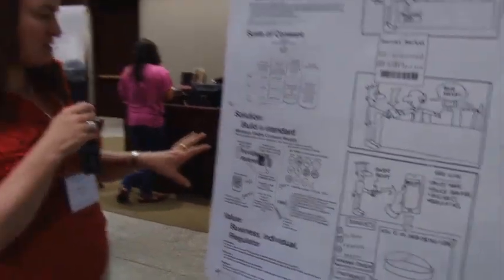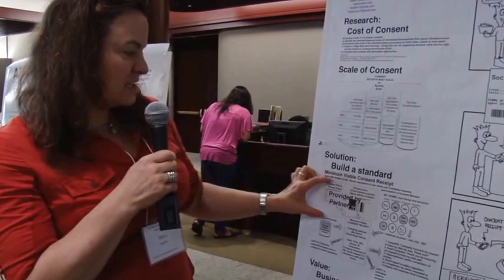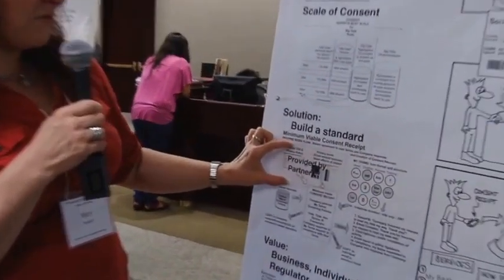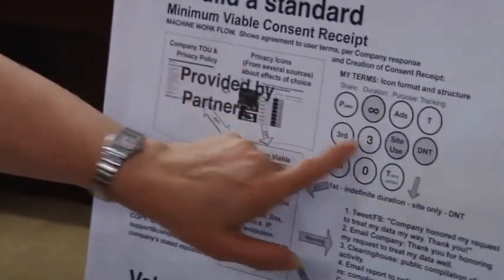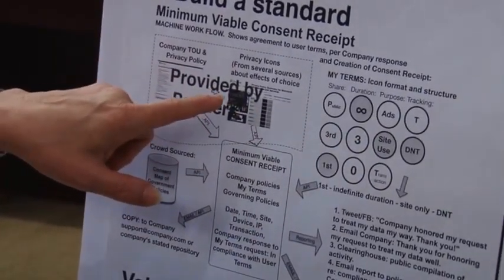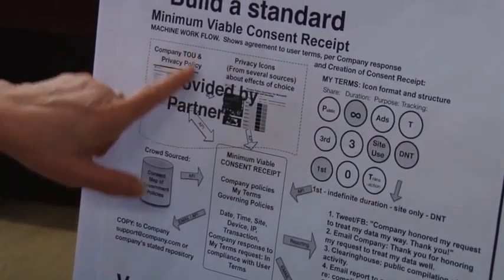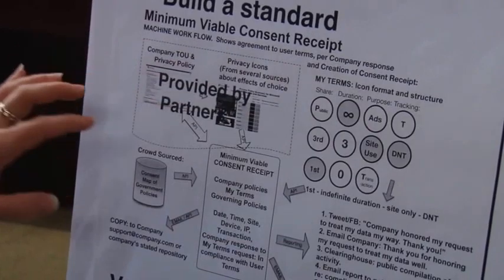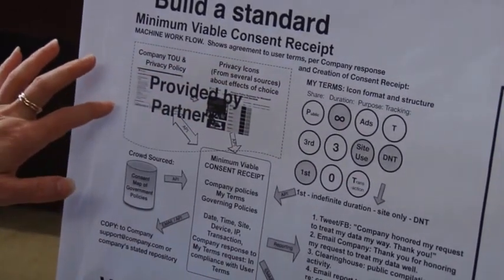But the model is basically this. We expect this area, this is things that you would see before you give consent, your preferences, privacy icons that might help you decide whether to give consent, and the company policy and TOU, which no one ever reads. This is what you see before, and partners will work on these things.